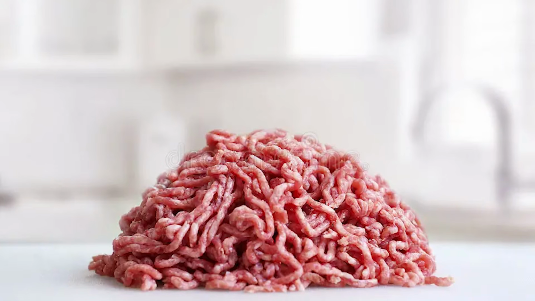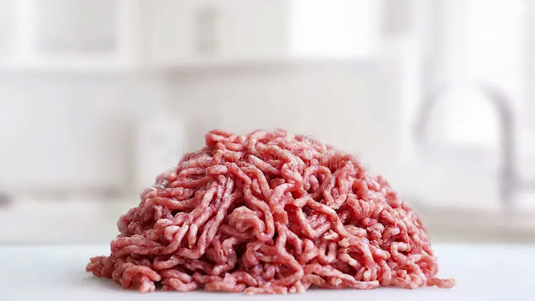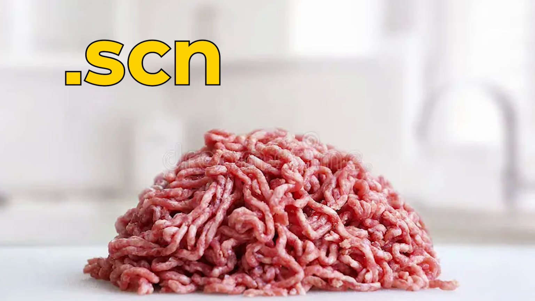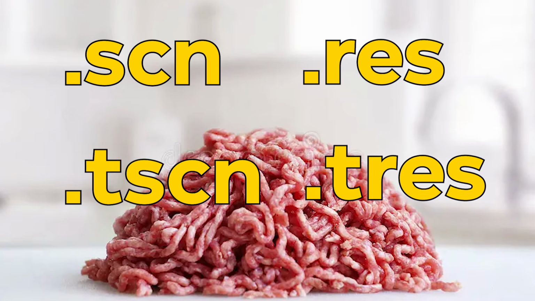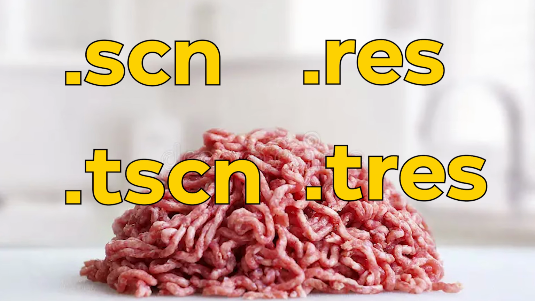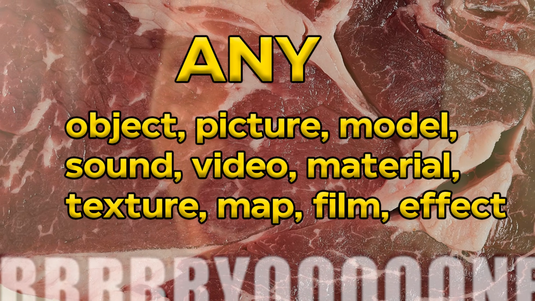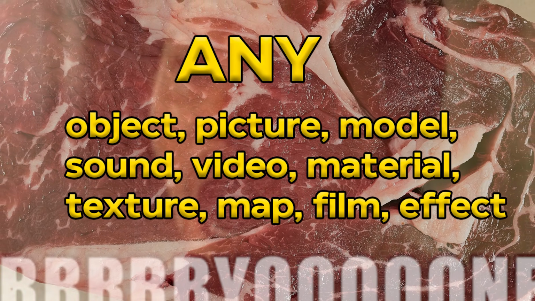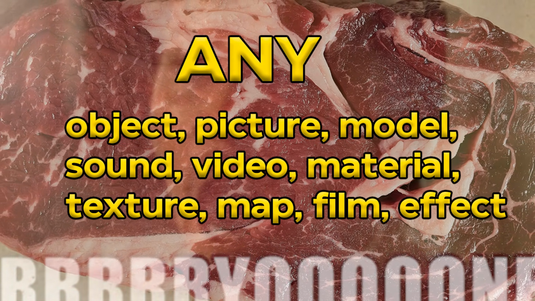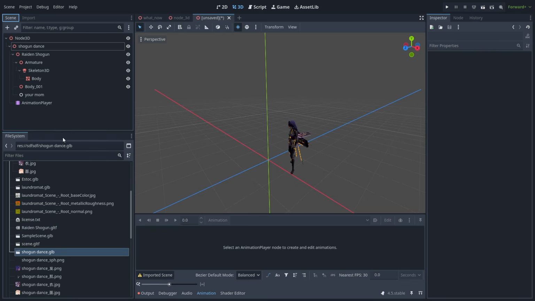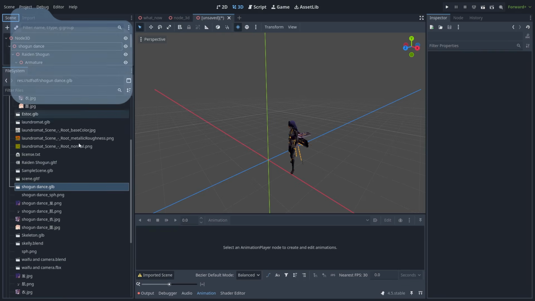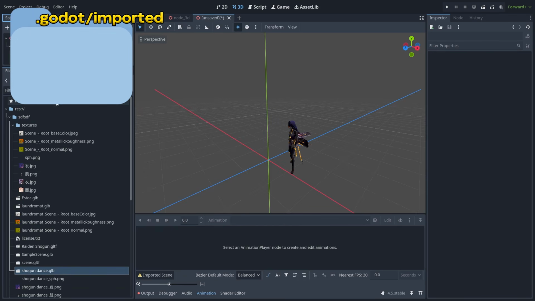There are only 4 file types that directly describe Godot's in-engine entities: scn, tscn, res, and tres. In other words, scenes and resources. Every single file of any other type must undergo a process called import before Godot will be able to work with them. And here in this file hierarchy there is an invisible folder called .godot/imported.